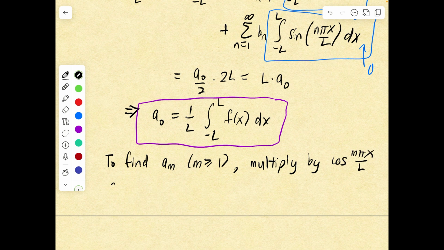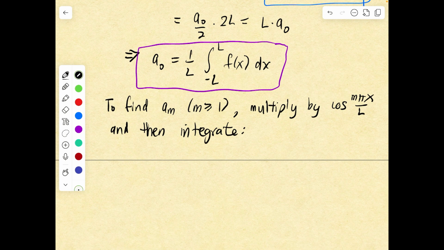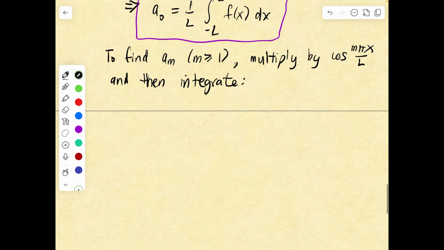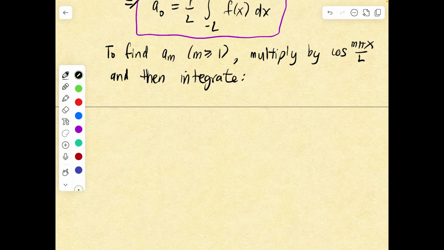So let's write this down. That one tells me, and we have this one, because this integral is a sub 0 times L. These integrals are 0. So you're going to divide both sides by L and get a sub 0 is 1 over L times the integral from negative L to L of f of x dx. Those are pretty basic. So let's put that in the box. These are the first two. The third one is also pretty basic.